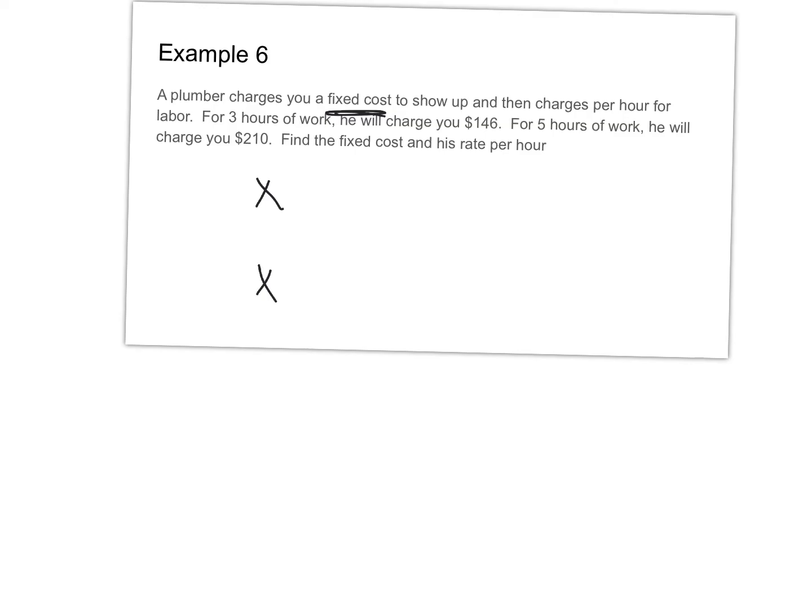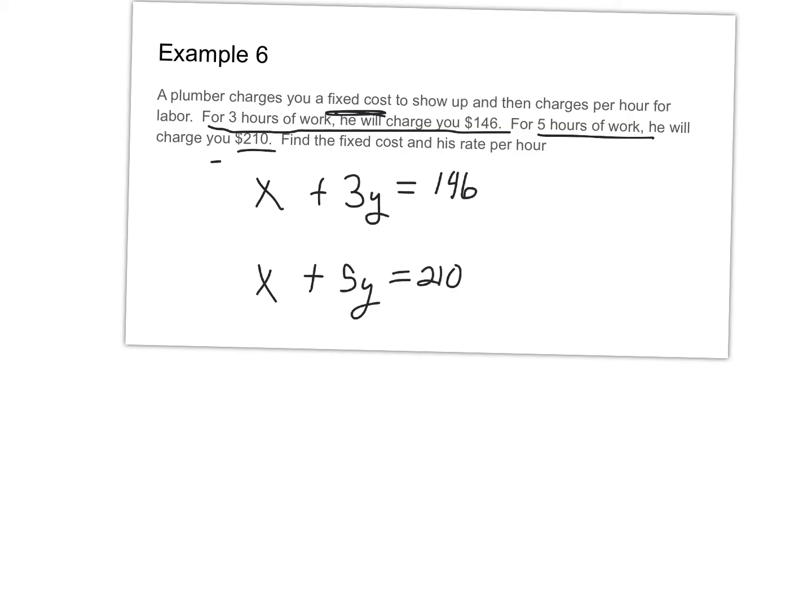Okay. Now, then he charges you per hour, y. For one scenario, 3 hours of work, he charges you $146, so 3y. For 5 hours of work, he charges $210, so 5y. And guess what? There's our system. All right, so again, I'm going to use elimination here.